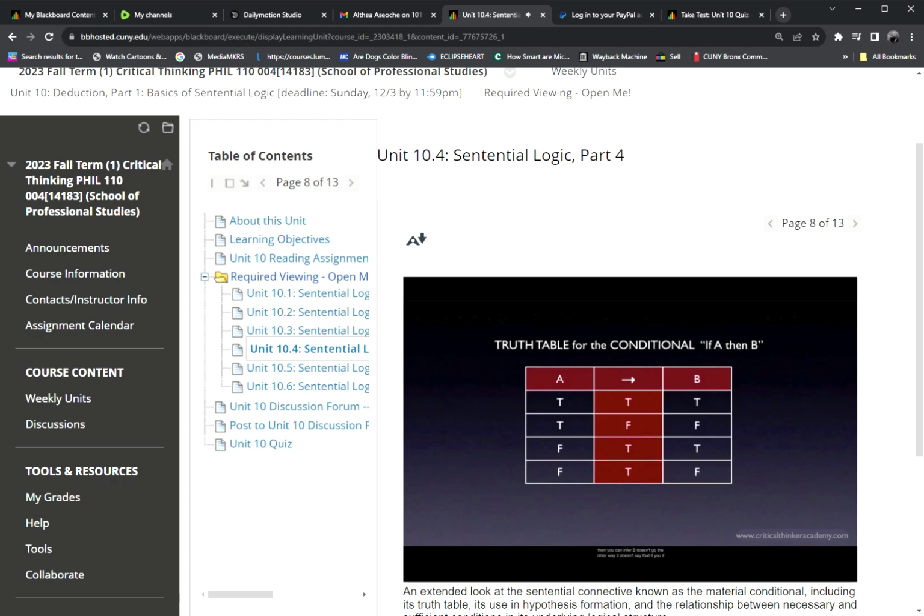It doesn't go the other way. It doesn't say that if B is true, then you can infer A. Notice that the second row gives the only combination of truth values that makes the conditional false, when A is true and B is false. For all other combinations, the conditional counts as true.